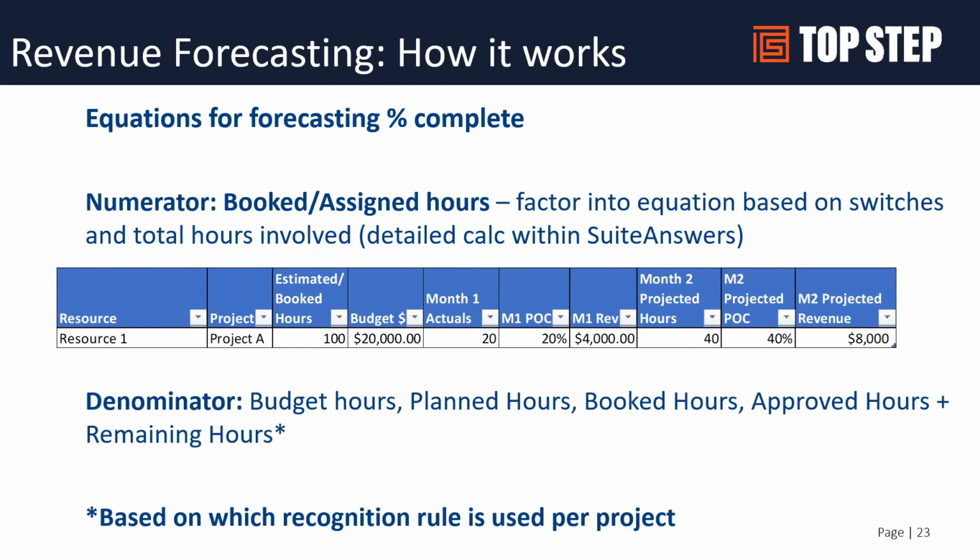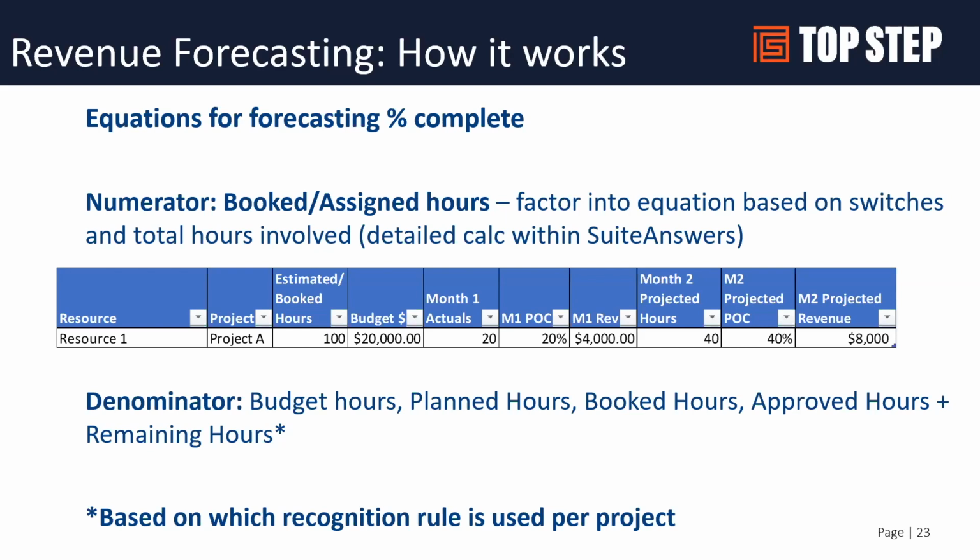and calculates $4,000 for that month. So your actual revenue from month one is $4,000. If we run a forecast now, and let's say I'm booked or assigned 40 hours next month, what the system is going to do is assume those 40 hours are going to be worked in future periods. And it's going to say, okay, based on the projection of those hours, what is my projected percent complete going to be in those periods? And then based on the projected POC, it will project how much revenue will be taken.